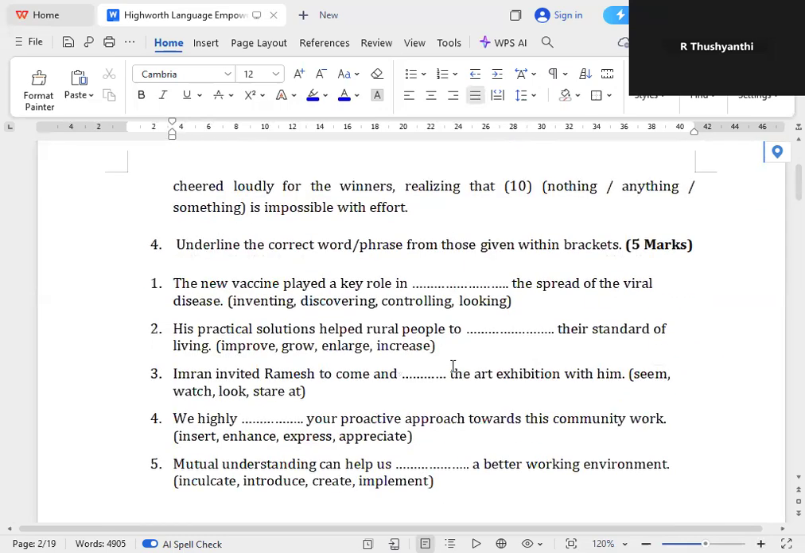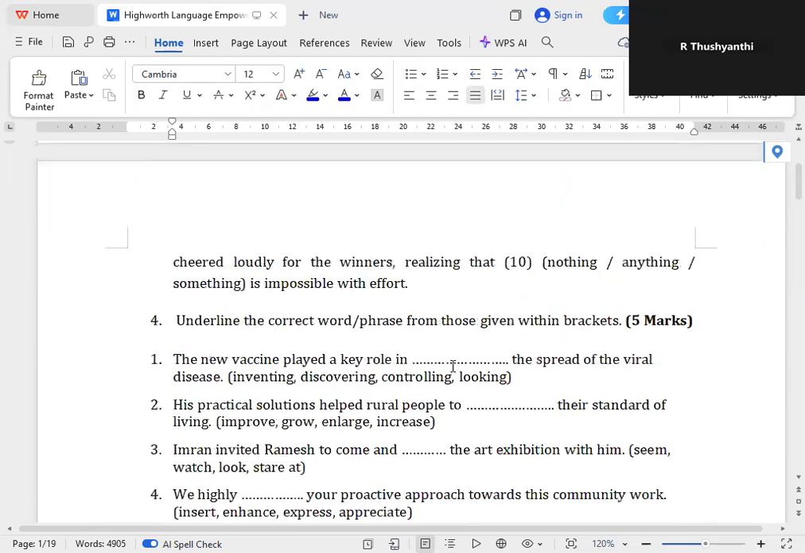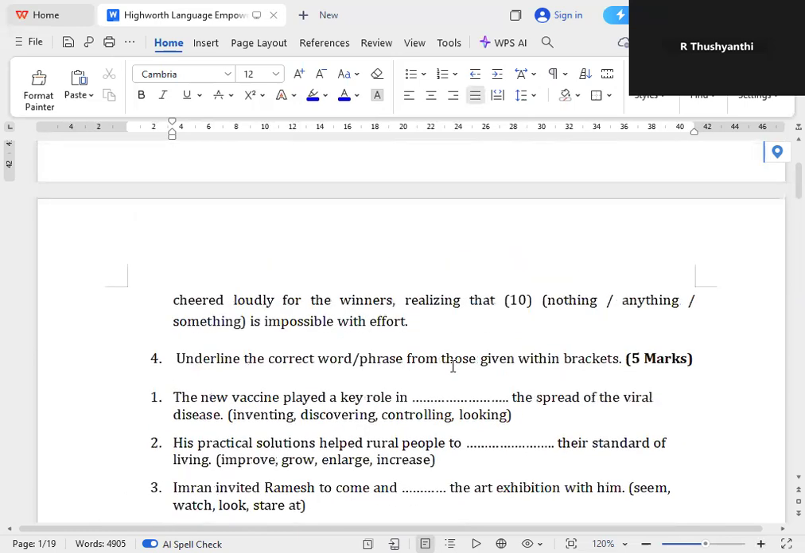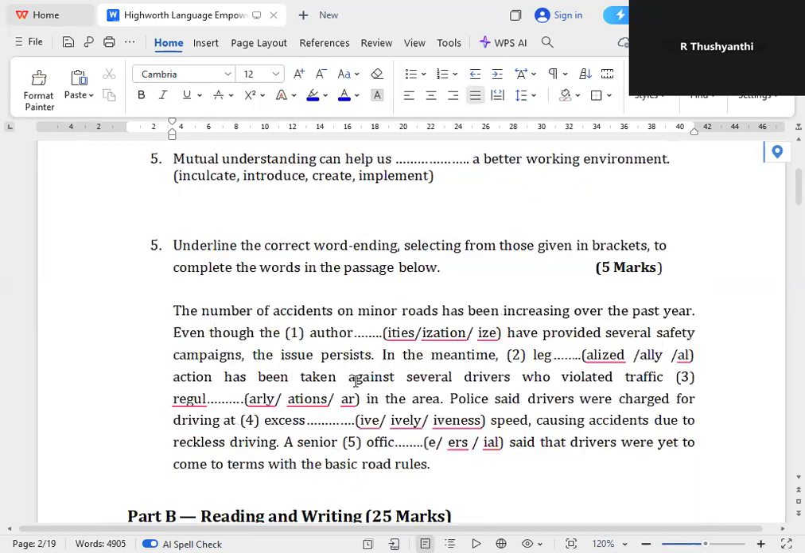And the other one here is, underline the correct words and phrases. This is about vocabulary. So you have to select the correct word and insert the word here, right? You can underline the words. So this is all about vocabulary. And again, the fifth one is also on vocabulary.